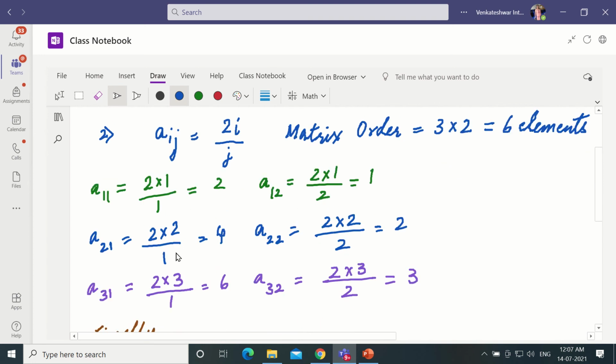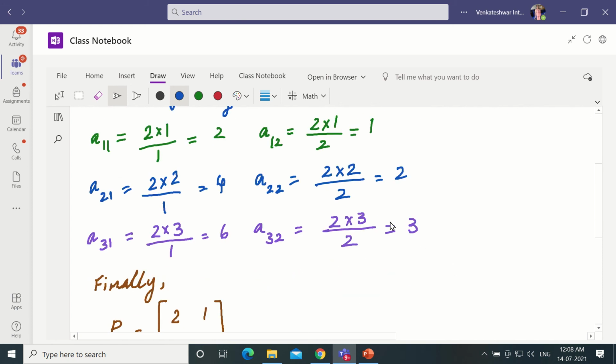I go to the next row now. So I take A21, again substituting the values. i is now 2, so 2 into 2 divided by j, that is 1, so that is equal to 4. A22 would be 2 into 2 divided by 2, because both i and j are 2 in this case, that is equal to 2. And A31 is equal to 2 into 3 divided by 1, that is 6. And A32, here i is 3 and j is 2, so 2i would be 2 into 3 divided by 2, that is equal to 3.